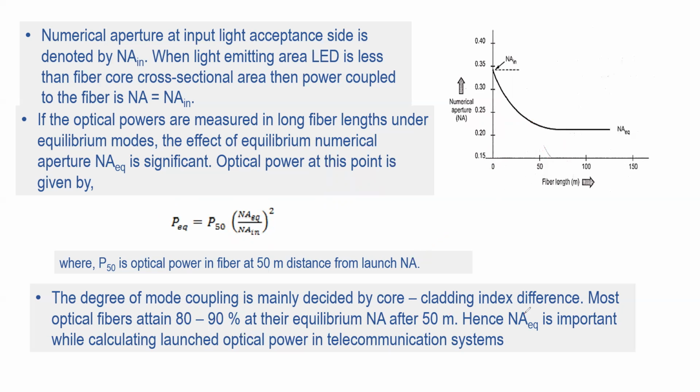So equilibrium numerical aperture should be calculated in order to know the overall numerical aperture of the fiber. This is estimated with the help of a fixed power value that we have taken at a distance of 50 meters after launching. And then we will be using this to calculate the power present at any given point using that particular numerical aperture.